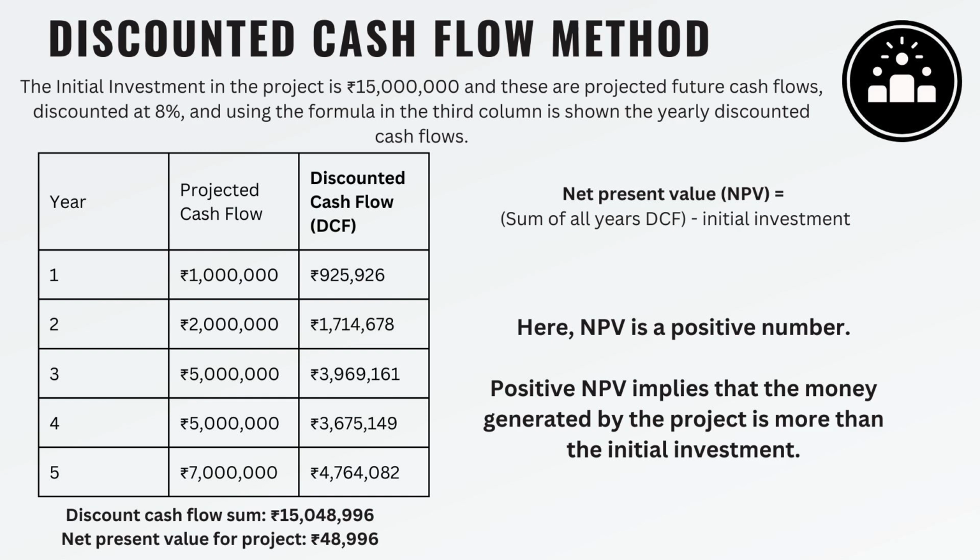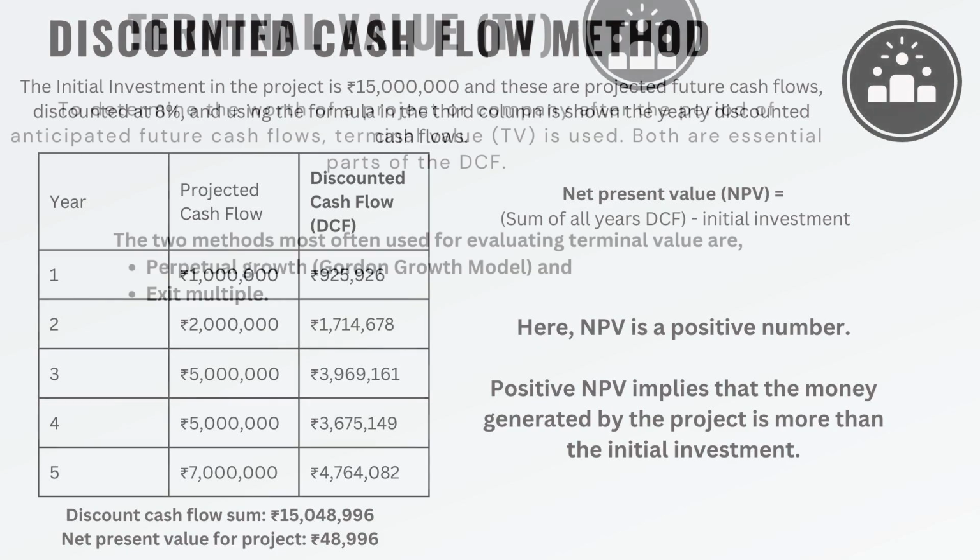And when we subtract the initial investment, which was 15 lakh, from the discounted cash flow sum, which is 15 lakh 48,996, we get the resultant net present value, that is 48,996 rupees. Here net present value is a positive number. The positive number implies that the money generated in this project is more than the initial investment. Higher the amount of net present value, higher will be the return on the investment.